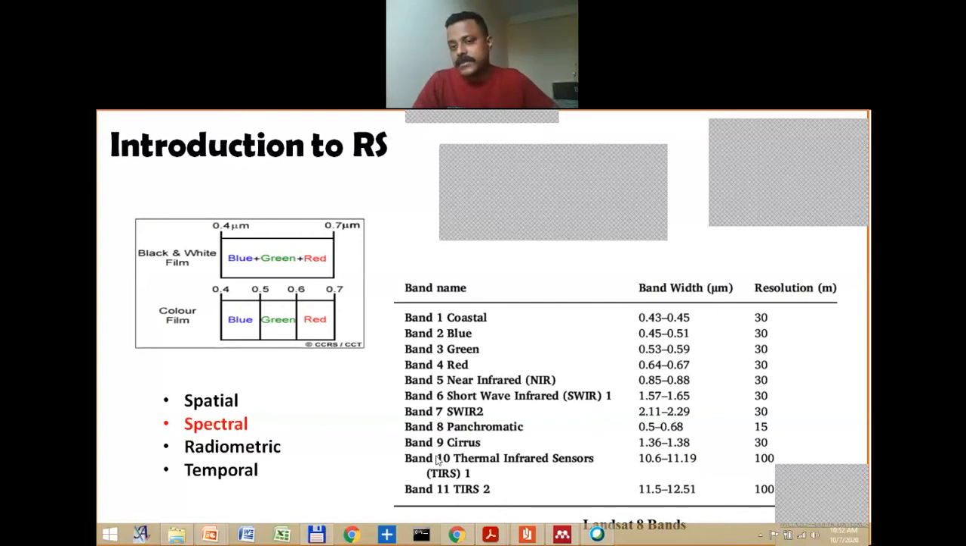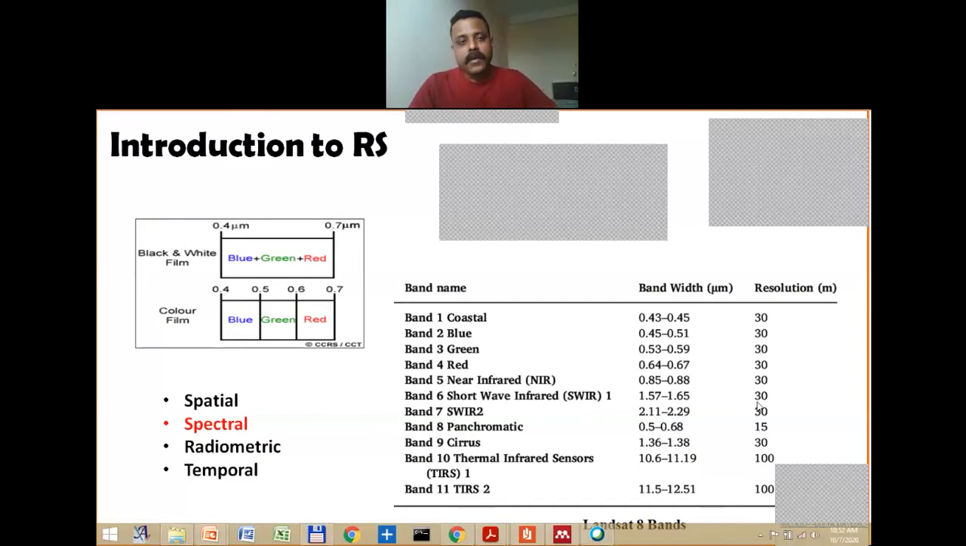In the other column, you see the resolution in terms of meters, which is indicative of the spatial resolution. That means for band number 1, the spectral range is 430 to 450 nanometer, and the spatial resolution is 30 meter by 30 meter. Similarly, for all of the bands, you have these ranges and these resolutions.